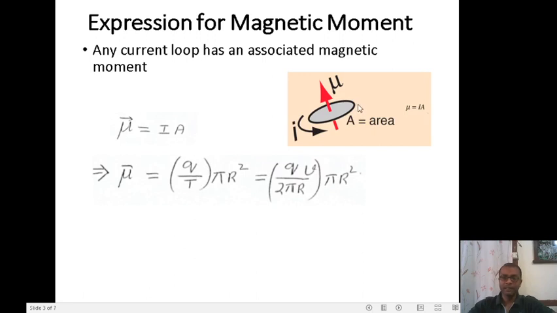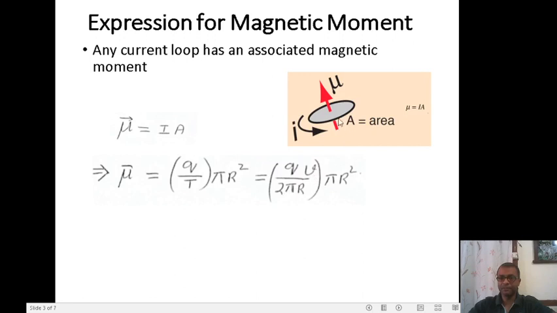If you are standing at any point of this loop and looking at the charge passing by, after every time t, that is the time period, you will see the charge moving past you. That means the rate of flow of charge for this current loop, that is the current, is q by t. If r is the radius, pi r square will be the area of the current loop. So the magnetic moment is given by IA, that is q by t times pi r square. Now, if v is the velocity of the charged particle going round the loop, then the path length of this current loop is given by twice pi r.